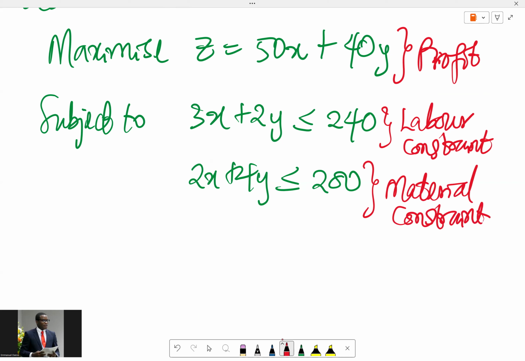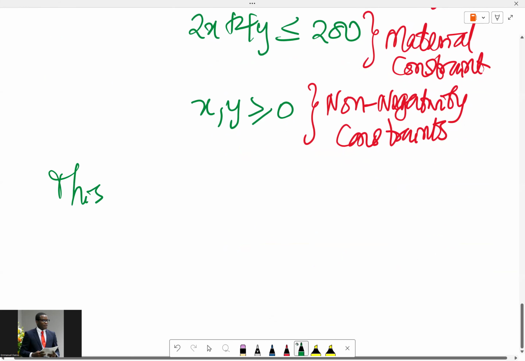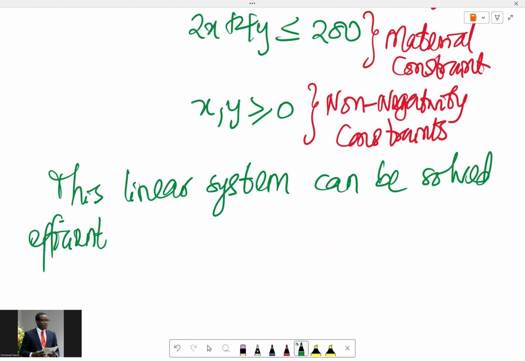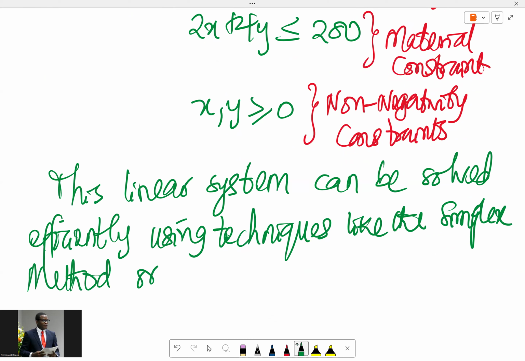Okay. Then we still have x comma y greater than or equal to 0, which is the non-negativity constraint, because we can't have negative labor or negative material. So that's the non-negativity constraints. Okay. So this linear system can be solved efficiently using techniques like the simplex method or interior point methods.